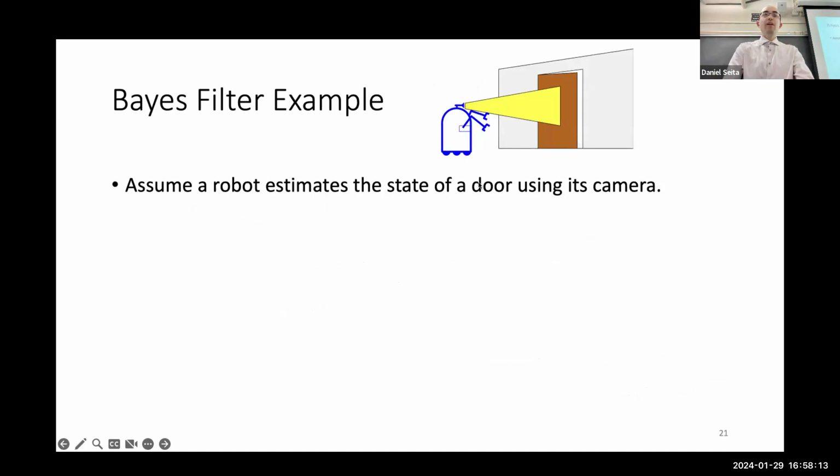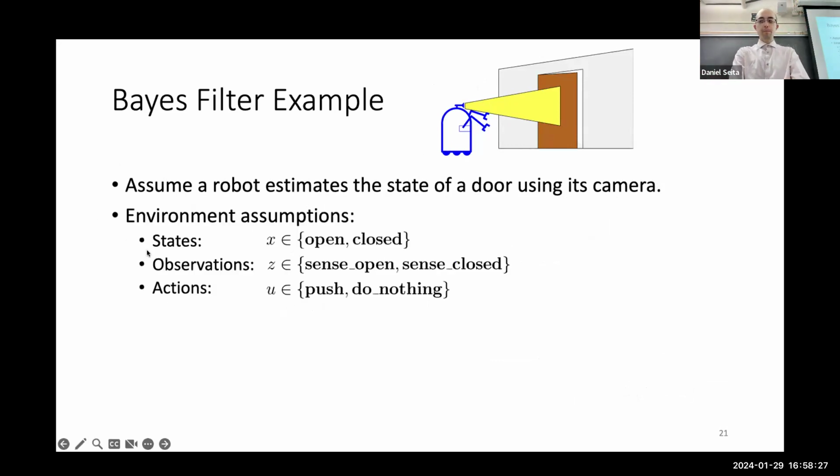And the state that we're going to consider is the state of a door. And the sensor is on the camera. So the camera reading will tell us information about the state. So we make the following assumption. The states can be either open or closed. So again, this is a really simple robotics problem. The state has nothing to do with the robot here, it's just whether the door is open or closed.